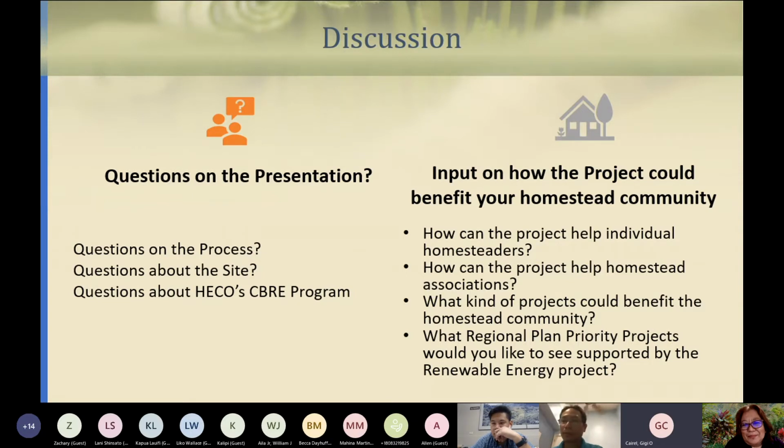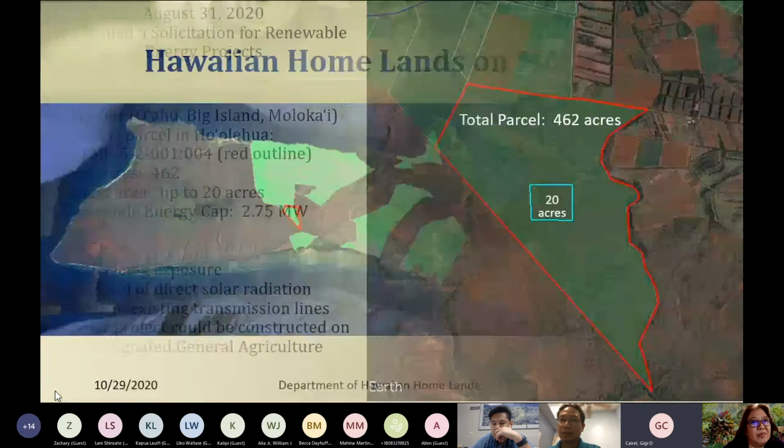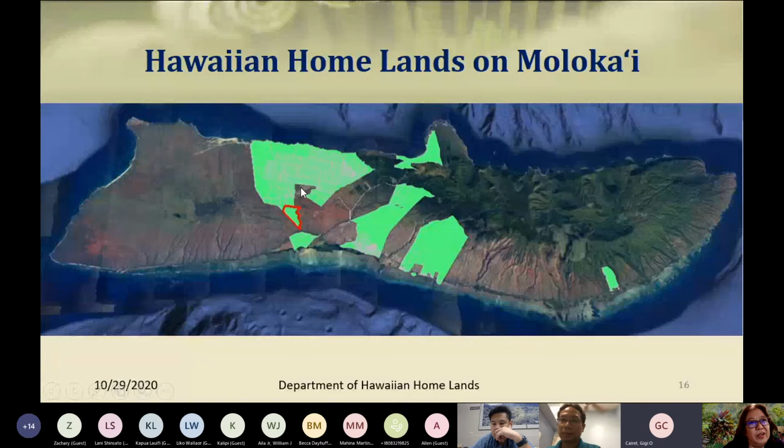Okay, next question. Where is the location? Okay, let's see. It's Molokai, off the airport. This is the airport right here. Can you see my cursor? Hello? Yes, your cursor is visible. Okay. So this is the airport, if that helps. And then the main road is going like this. The Mauna Loa Highway is going like this.